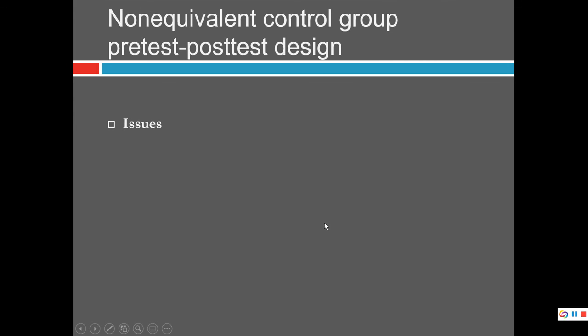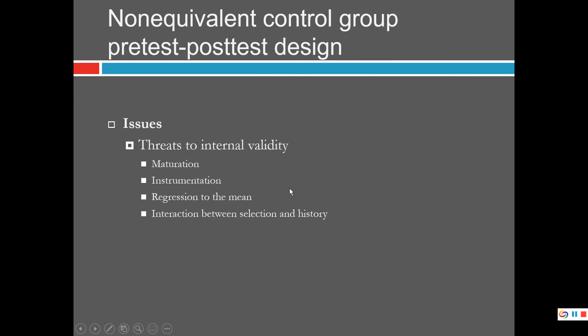But this isn't totally without issues, obviously. You can't totally rule out that these things are going to happen differently because these groups are not equivalent, right? You might still see maturation in one group that's different from another. You might see problems with your measurement affecting one group differently than another. Regression to the mean never really goes away because it's always just kind of a chance thing that might affect your measurement. And importantly, selection and history might interact with one another.